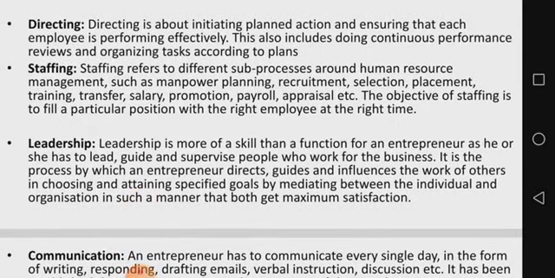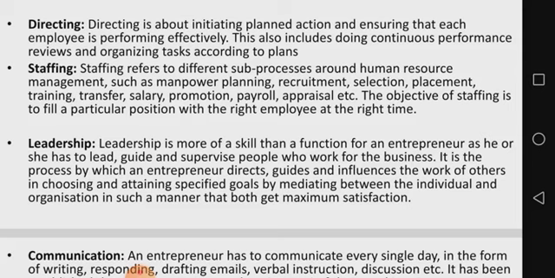Leadership. Leadership is more of a skill than a function of an entrepreneur, as he or she has to lead, guide, and supervise people who work for the business. It is the process by which an entrepreneur directs, guides, and influences the work of others in choosing and attaining specific goals by mediating between the individual and organization in such a manner that both get maximum satisfaction.